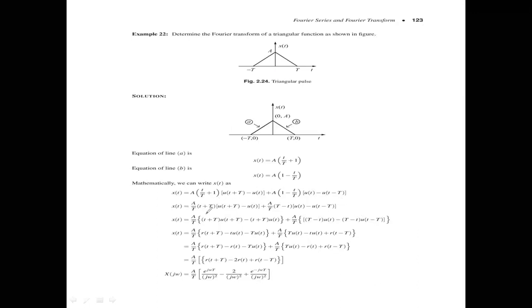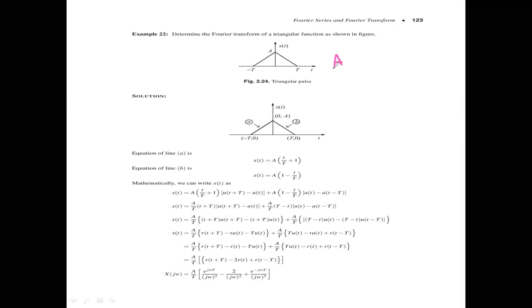A by T multiplying the T plus capital T with the mu of t plus T, minus T plus capital T multiplied by mu of t. Plus the second term, A by T is common, capital T minus T into mu of t, and capital T minus T is multiplied with the mu of t minus T. Okay, and this again you can rewrite the expression. Okay, I will explain.